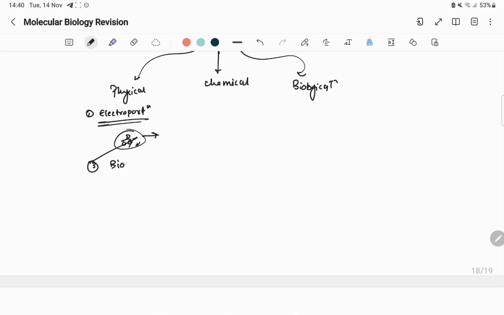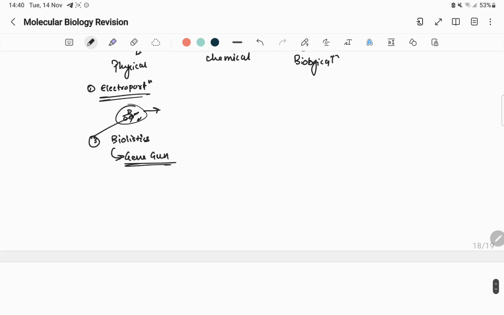Then biolistics, like a gene gun, is used. The gene gun has helium gas, so you just inject helium gas here. You have a plastic disc here, and you have the DNA-coated gold particles and the screen, and the target plant cell is put in the screen.